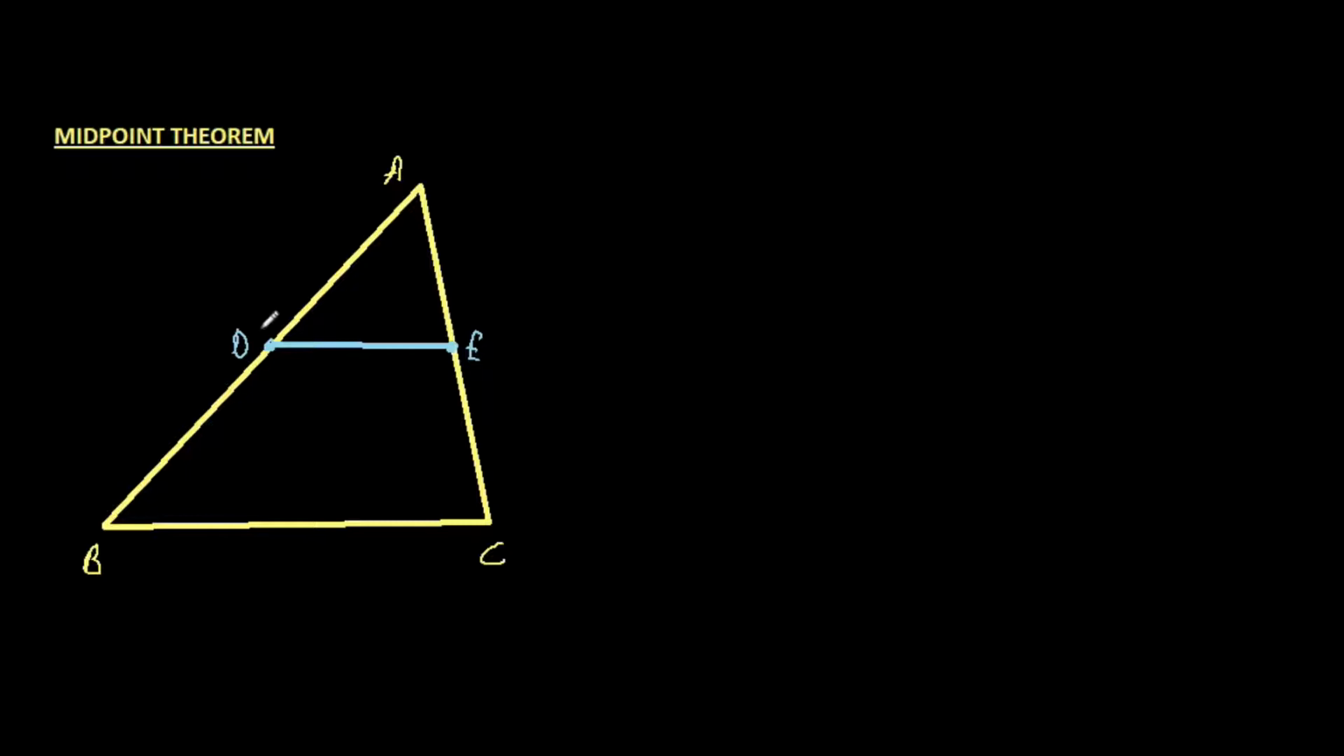So we know that since it's a triangle and D and E are the midpoints of AB and AC respectively, let's say that AD is equal to DB and AE is equal to CE. That has been given to us, so let's write that as well, that AD is equal to DB and AE is equal to CE. Now that's given, so let me write it here, given. Now we want to prove that this line segment DE is parallel to BC.